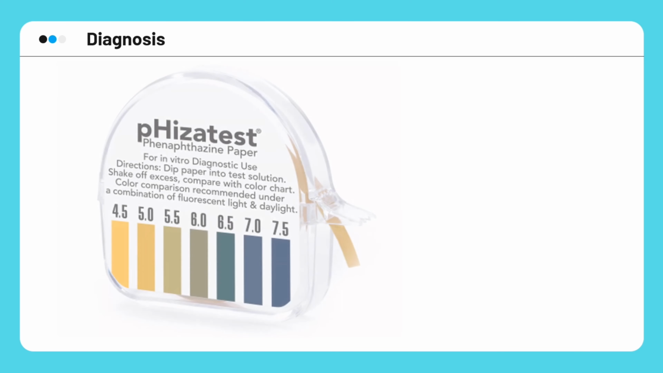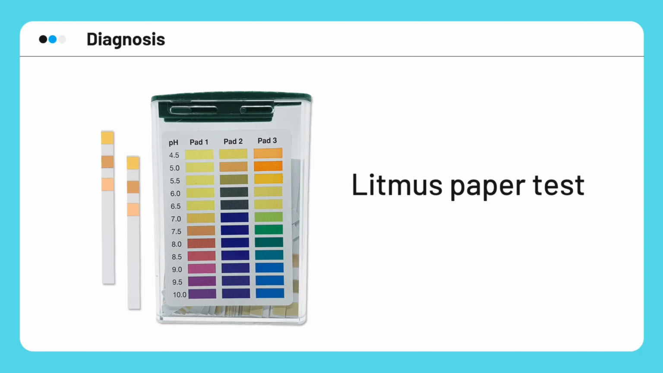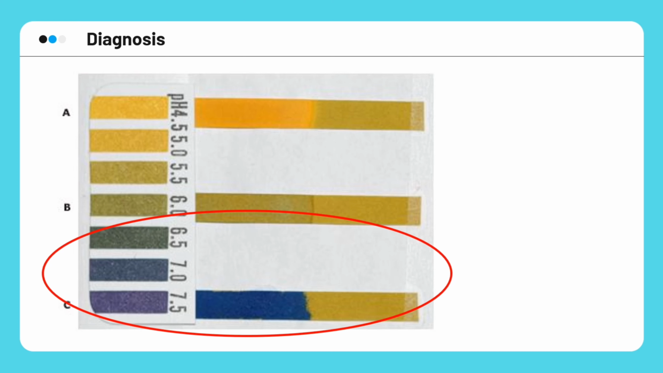Aside from imaging, other standard tests to confirm PPROM include the determination of alkaline pH through the nitrazine test, and although not recommended anymore but still useful in low-resource settings, the litmus paper pH test may be utilized. In both tests, strips will turn blue if the pH is greater than 6.0. A blue strip means it is more likely that the membranes have ruptured.